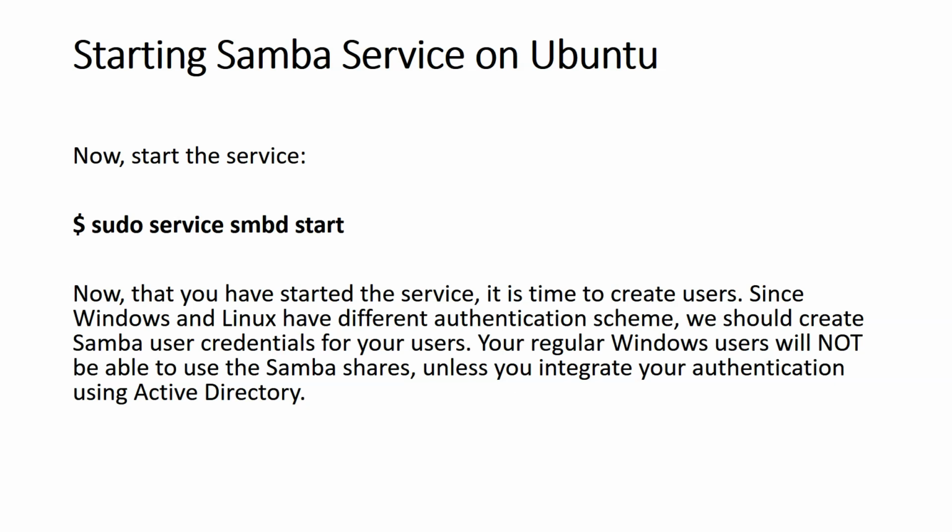Starting the Samba service on Ubuntu. Now let us start the service. sudo service smbd start. Now that you have started the service, it is time to create users. Since Windows and Linux have different authentication schemes, we should create Samba user credentials for your users. Your regular Windows users will not be able to use the Samba shares unless you integrate your authentication using Active Directory.